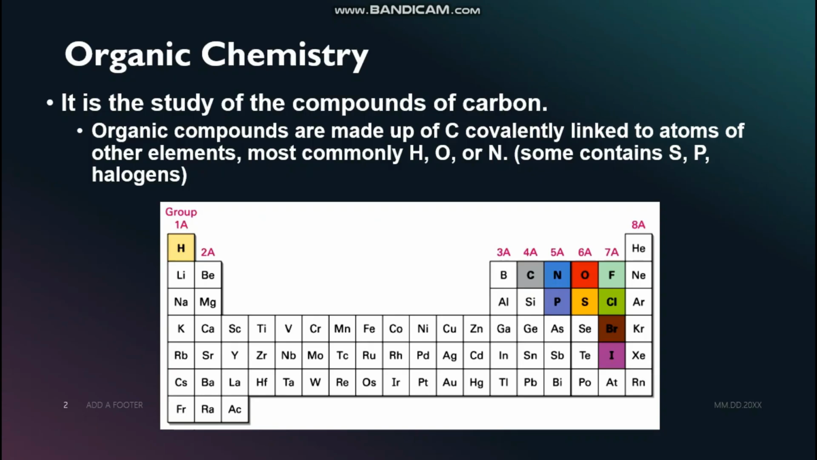So what really is organic chemistry? Now, organic chemistry is the study of the compounds of carbon, and organic compounds are made up of carbon covalently linked to atoms of other elements. Mostly, this carbon is bonded to hydrogen, oxygen, or nitrogen. And other carbon is bonded to halogens, sulfur, phosphorus, chlorine, fluorine. So, yun.